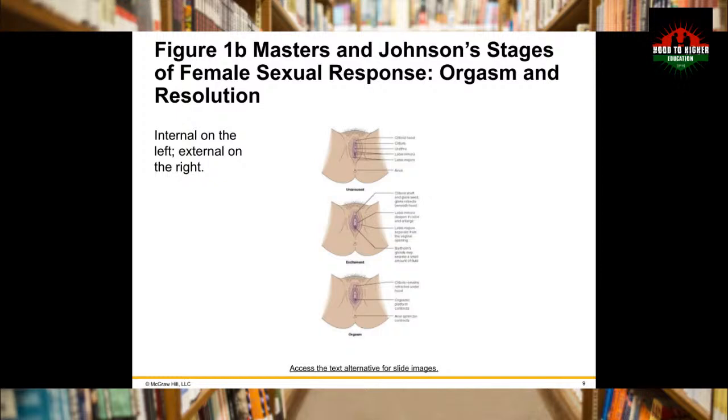The figure at the bottom shows the resolution stage from the internal, from the inside point of view, where the uterus lowers and the orgasmic platform disappears. The vagina returns to normal and the clitoris returns to an unaroused position.